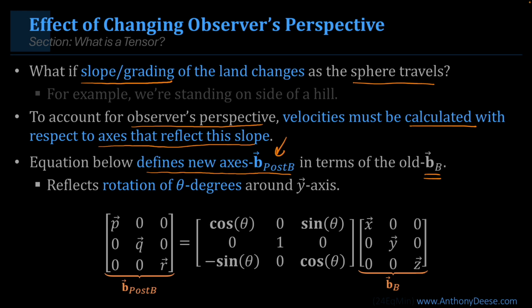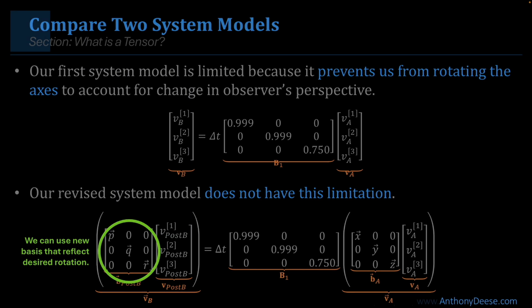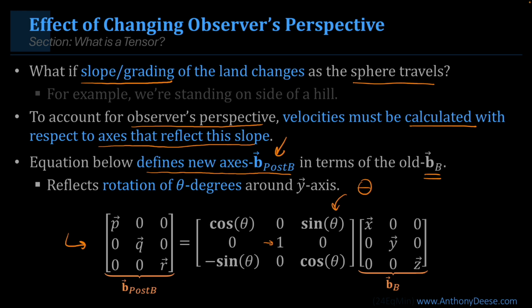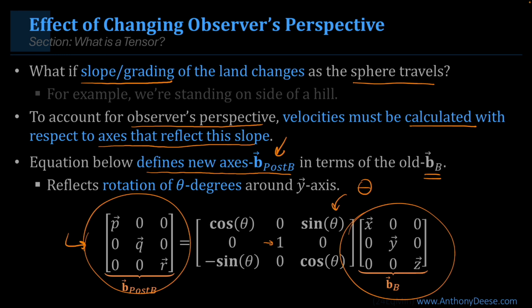And what we can see is there's a transform that we can define, and this is just taken from a textbook. It reflects the rotation of theta degrees around the y-axis, and that's why there's a 1 right here, because the y-axis is not moving. So theta represents the angle of the rotation around the y-axis, and we start off with our original x, y, and z axes, and we rotate them to create our new P, Q, and R axes.